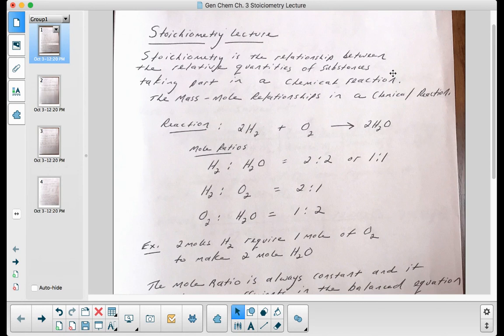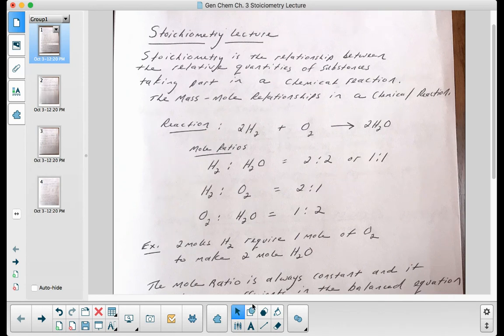This is the second part of Chapter 3, and this will wrap up Chapter 3 for you and hopefully help you with the remaining problems in the Chapter 3 problem set. So what is stoichiometry?